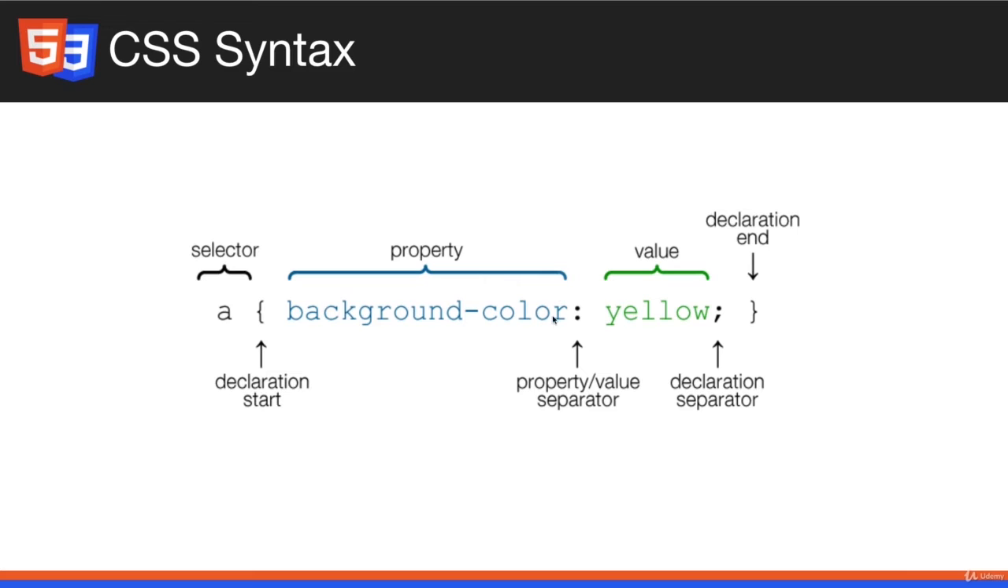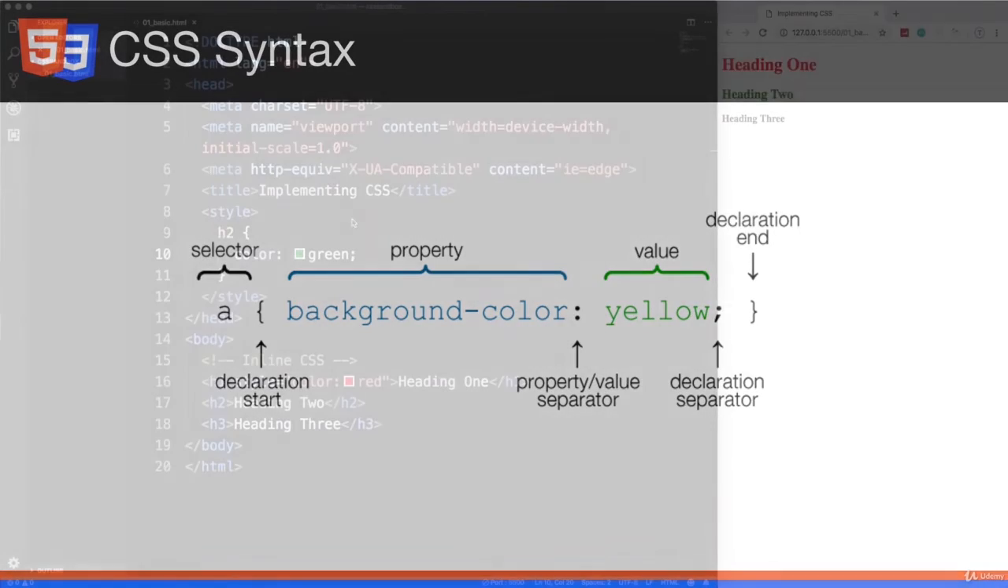Okay, and in between that, we have the property value separator, which is a colon. All right, so you have the property and value, and you can add more of these. If we wanted to add a color, we could do that as well. You just want to end each one with a semicolon. So this is basically just a diagram of how CSS works.